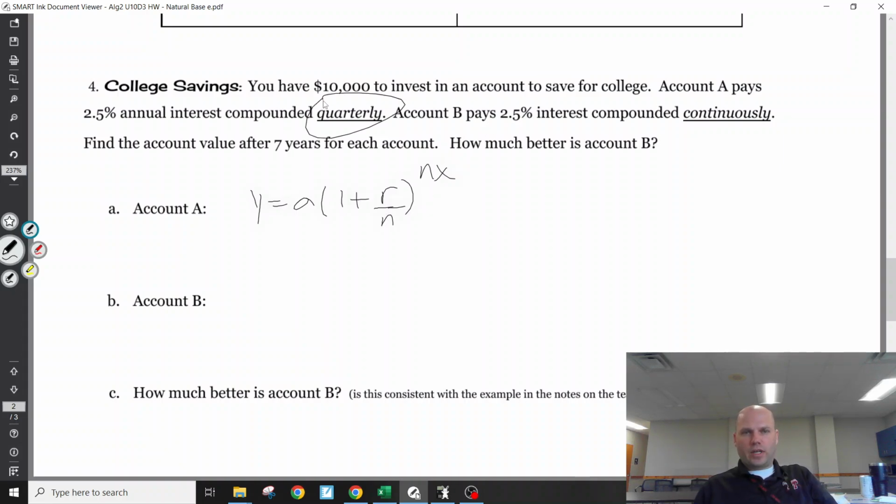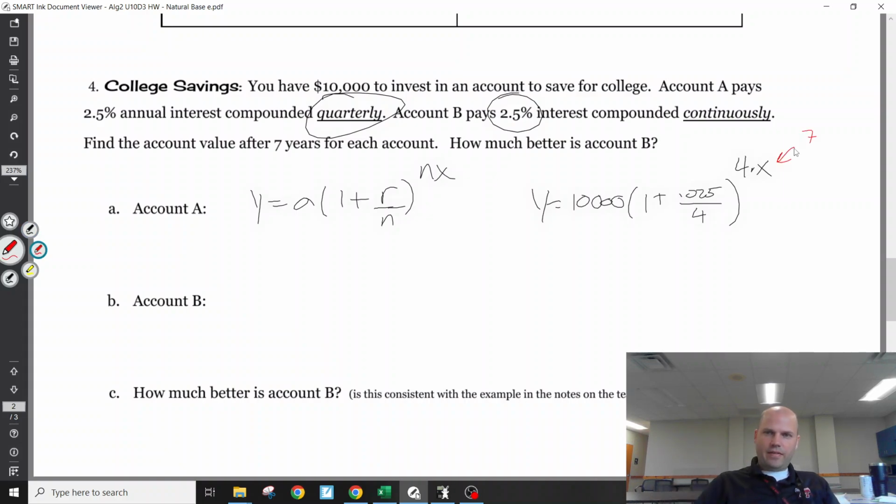Like, let's think about quarterly. That means if I have 0.025, I will give you a quarter of that every time. So I start with $10,000 and I will give you this quarter of a 2.5% interest four times, so split into quarters. Now, each year, I'm giving you this four times. So I need to do four times the years. So this is the whole n and nx, or n and nt. After 7 years, how much do we have? Well, we can either graph this or plug in 7, and that's that.